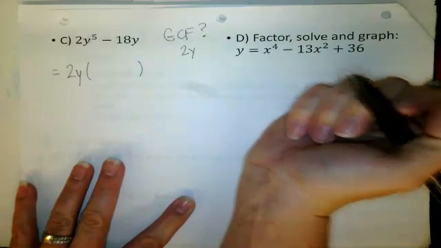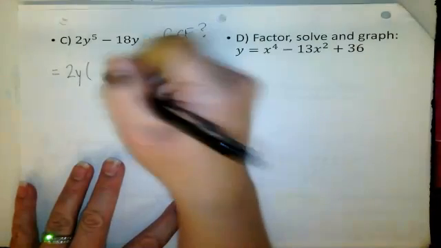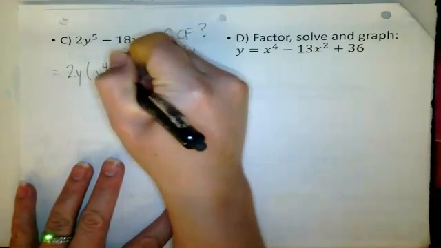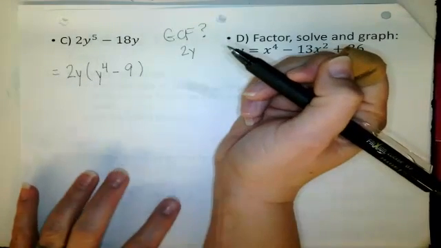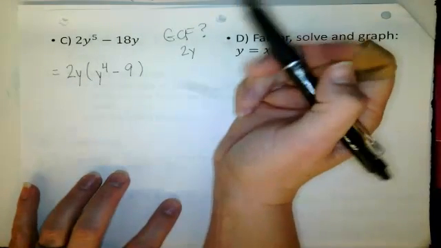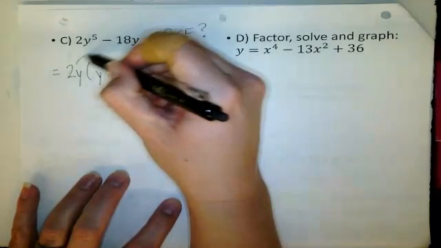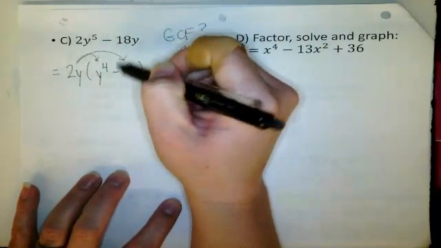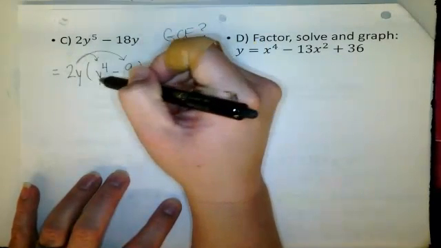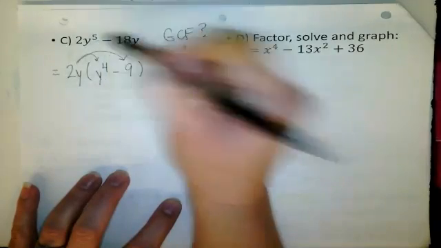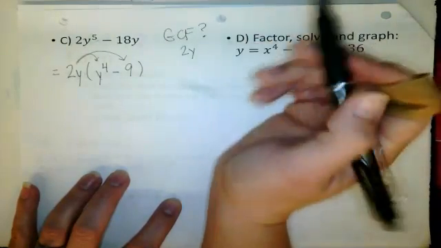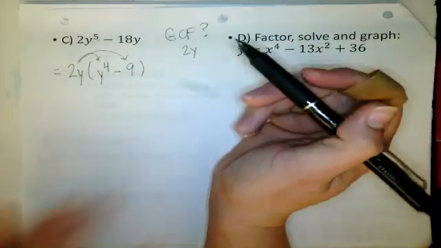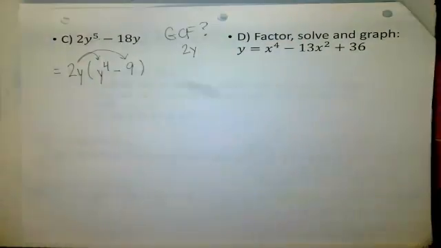What's left behind when I take out the 2y? Y to the 4th minus 9. Okay, good. And then, again, you can check by distributing. Y times y to the 4th is how we get that y to the 5th, and 2y times negative 9 is negative 18y. Are we done? No. What is this called?